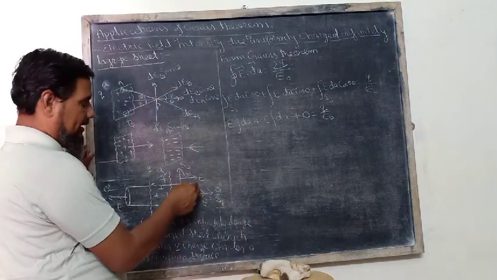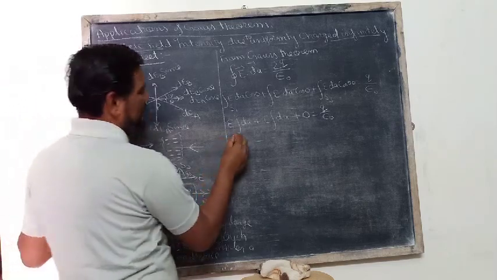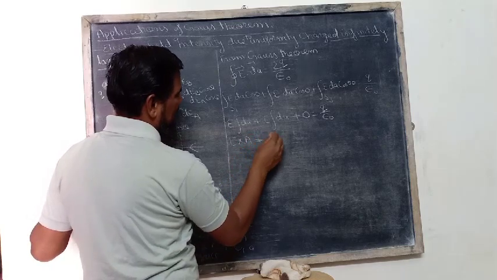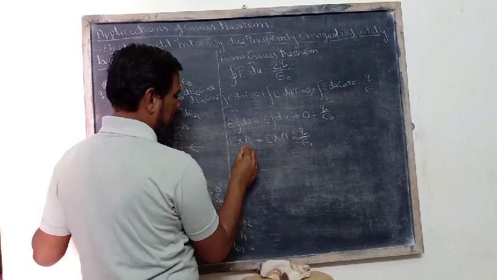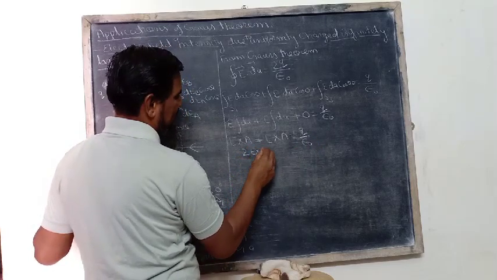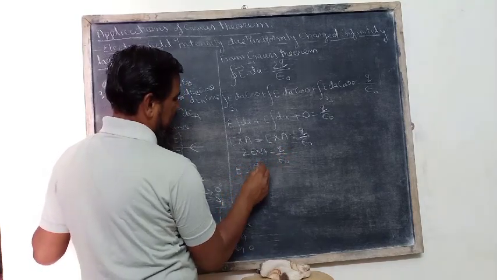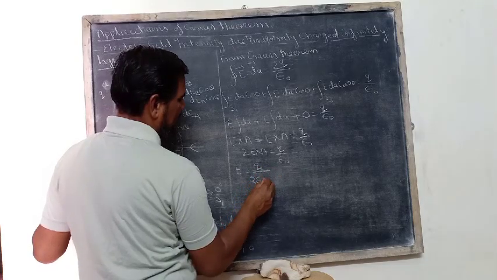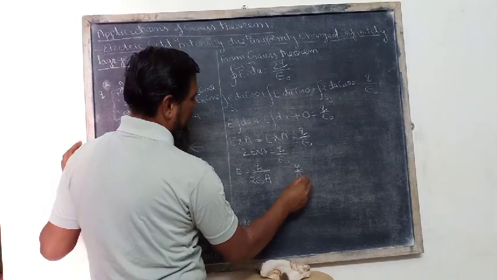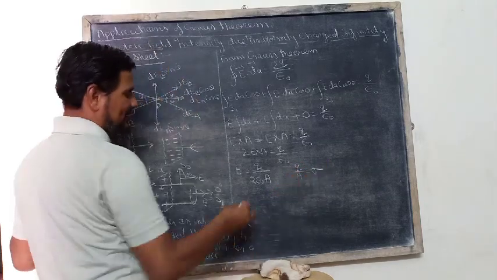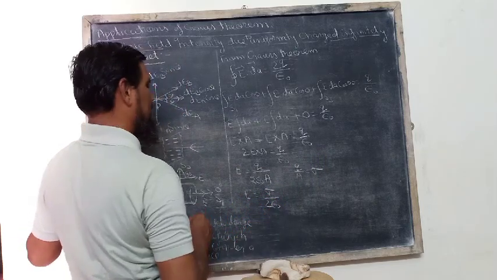If the area of these circular surfaces is equal to the area of this sheet, then E into A plus E into A is equal to Q upon epsilon naught. So 2E into A is equal to Q upon epsilon naught, and the electric field intensity is equal to Q upon 2 epsilon naught into A. And Q by A is equal to sigma, the surface charge density. So E is equal to sigma upon 2 epsilon naught.